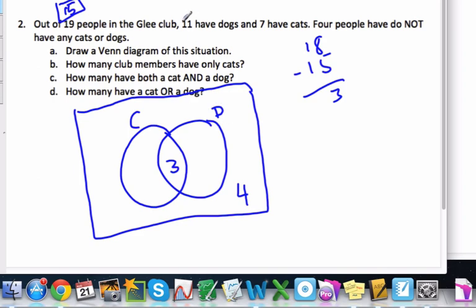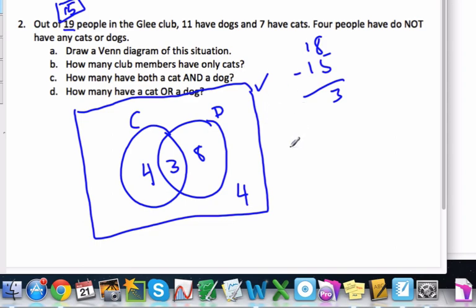To find out the dog owners, I now say 11 minus 3, which will be 8, because 3 plus 8 is 11. The cat owners is 7 minus 3, which is 4. So now if I add all these up, I should get 19. 4 plus 4 is 8, plus 8 more is 16, plus 3 is indeed 19. So my Venn diagram is good.